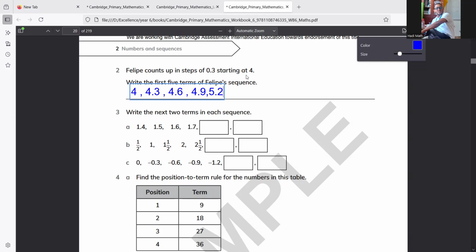Remember, when they ask you the sequence starting at 4, you should write 4 as the first term. Some students forget. When they ask you to write the first 5 terms, you must write 4 as the first term, and you write the first 5 terms.